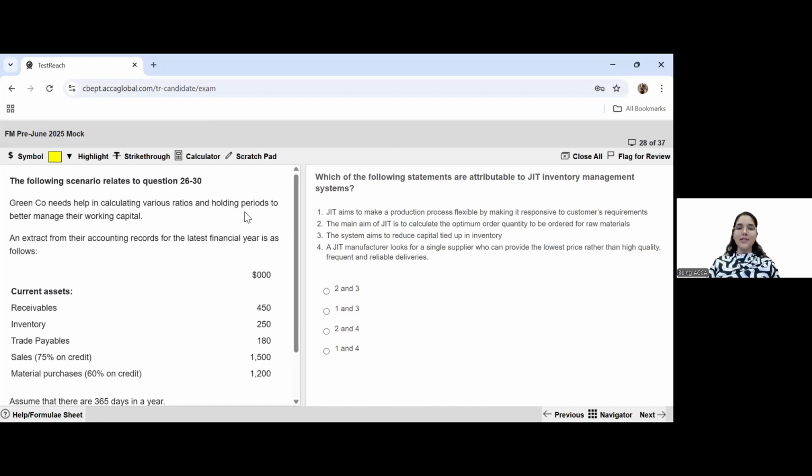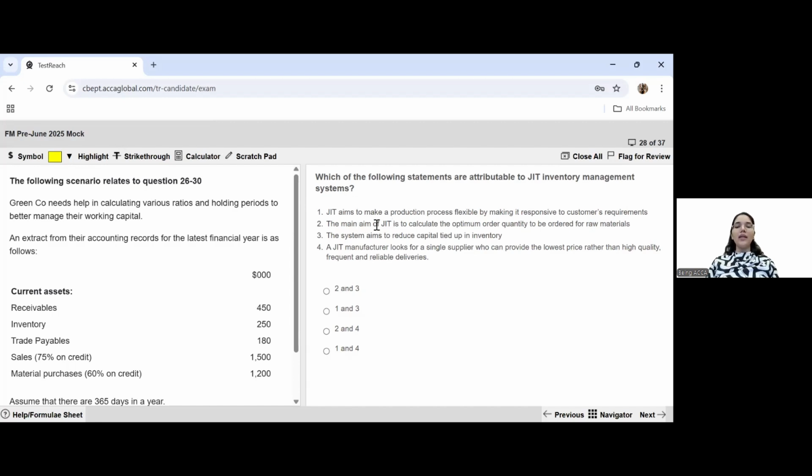Now, this statement is absolutely correct. What is our aim at JIT? We keep zero inventory. We say whenever the customer gives us the order, we are going to make it as per that. So we are more responsive to the customer's requirements. We are not producing anything in advance. Whatever my customer tells me to produce, I'm going to produce exactly that for them. So statement 1 is absolutely correct. That means option A and option C can be eliminated.